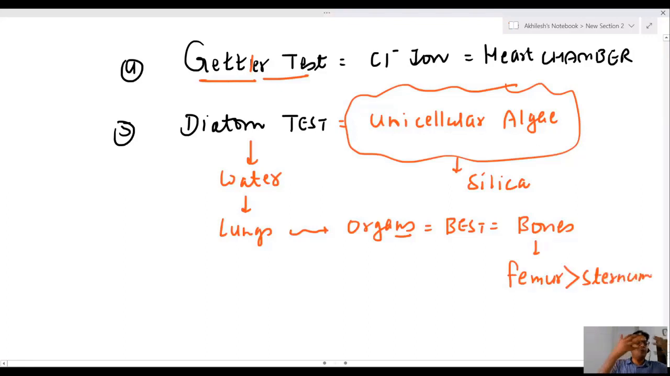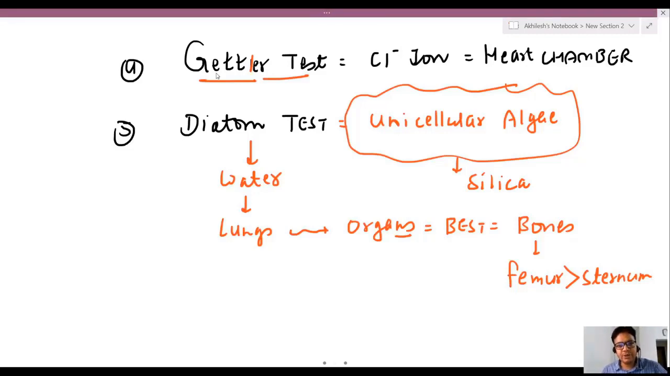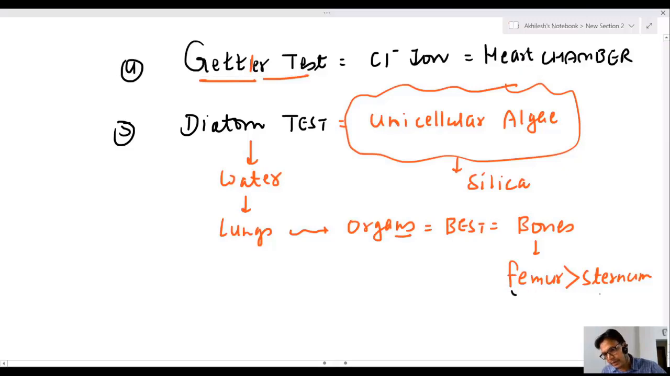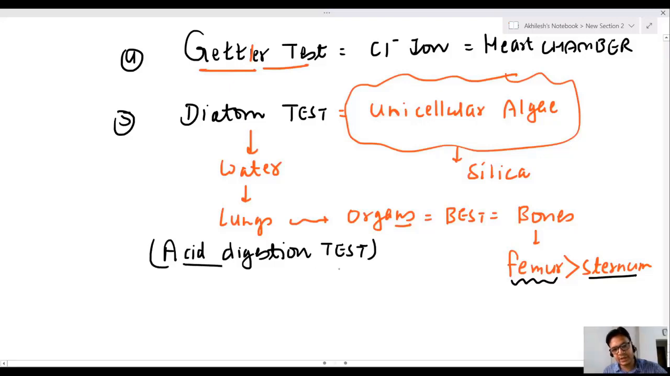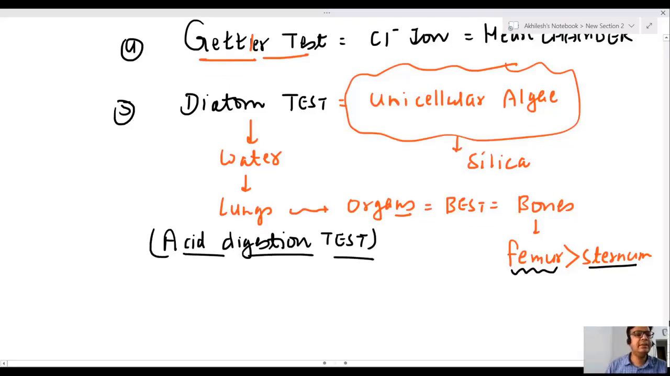That's very simple. In water, we have algae, known as diatoms. Diatoms go into your lung, and from the lung they go to the systemic circulation. Best organ is bone, and in bone, best is the femur. Second is the sternum. For diatoms, we do the acid digestion test. In acid, bone is digested but diatoms are not. That is known as the acid digestion test. This is also a very important finding of antemortem drowning.